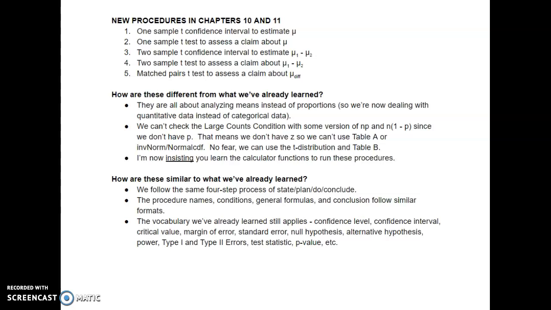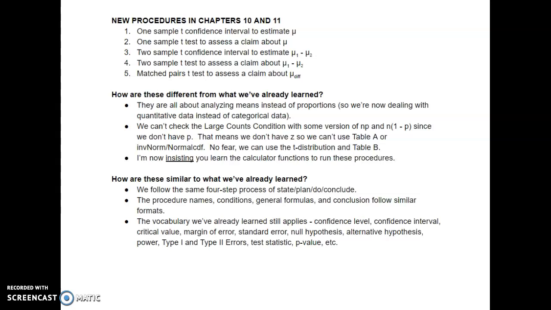Hey everybody, to start us off online, to pick up where we left off, we now need to, according to the College Board, cover chapters 10 and 11. And I had talked in class that we were going to mix this up a little bit and work with one sample procedures first, the confidence interval and the test, and then we'll move on to the two sample procedures.